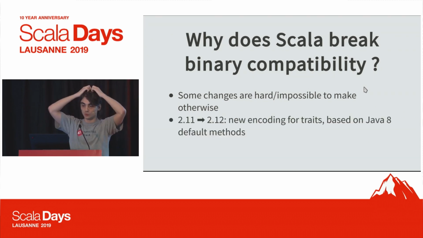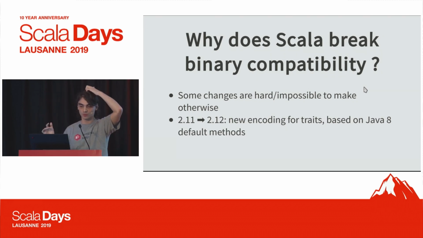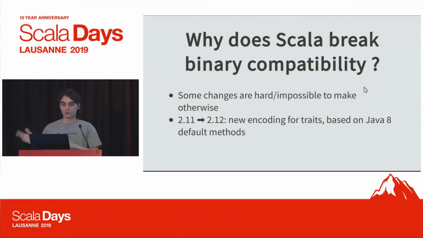So in the 2.11 to 2.12 transition, there were multiple changes, but the biggest one was a new encoding for traits, based on the new support for default methods in Java 8, which means, among other things, that the implementation of traits was much simpler. But it also means that the encoding had to be completely different. So if you used a Scala 2.11 compiled class file, you couldn't use it with the Scala 2.12 compiled class file because they just didn't speak the same language.